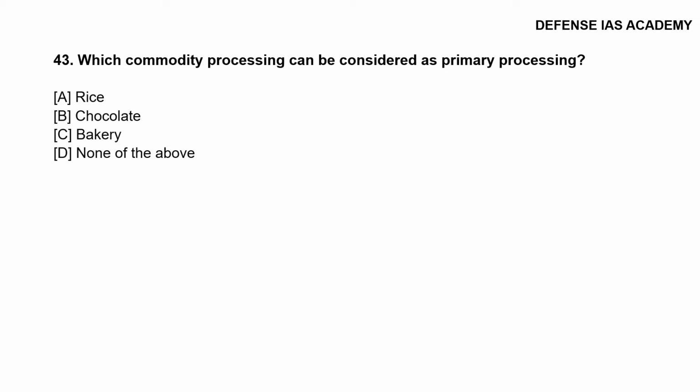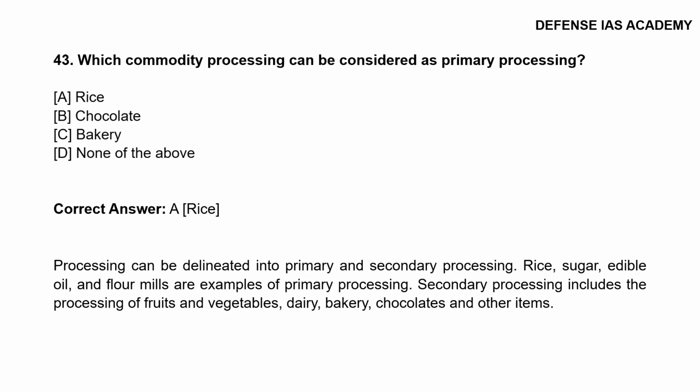Question number 43. Which commodity processing can be considered as primary processing? The correct answer is A, rice. Processing can be delineated into primary and secondary processing. Rice, sugar, edible oil and flour mills are examples of primary processing. Secondary processing includes the processing of fruits and vegetables, dairy, bakery, chocolates and other items.